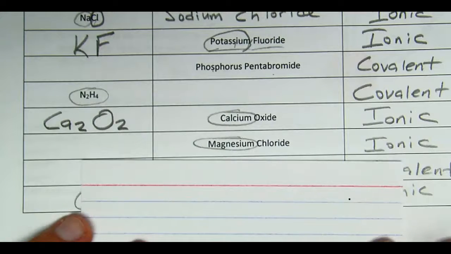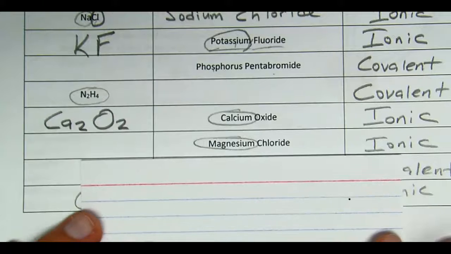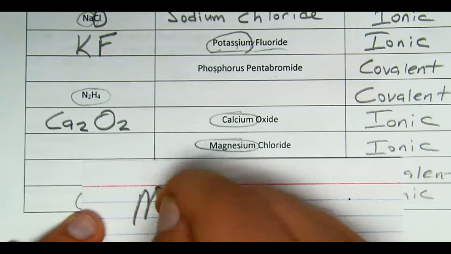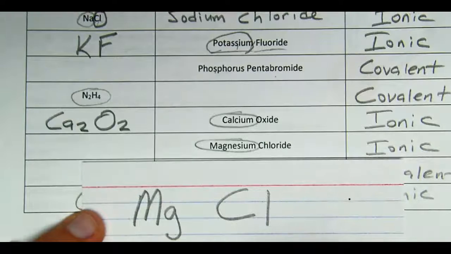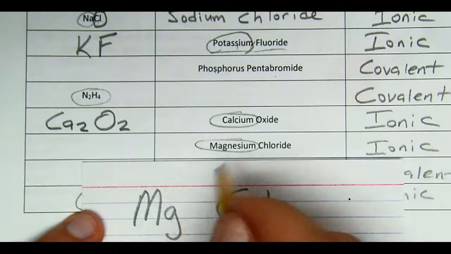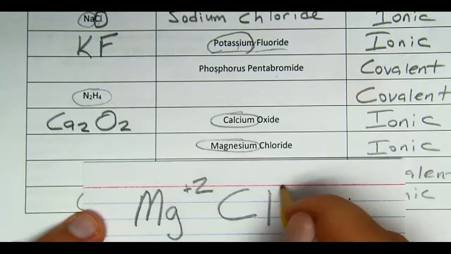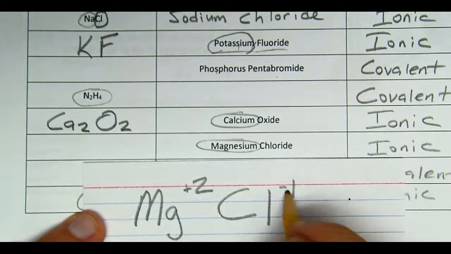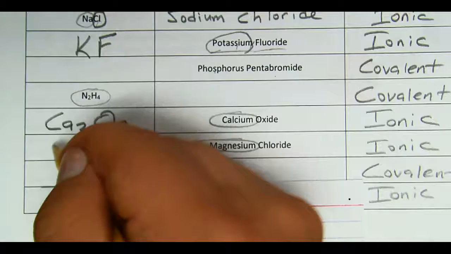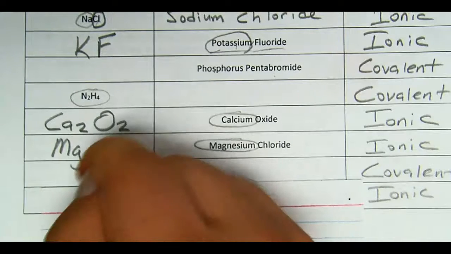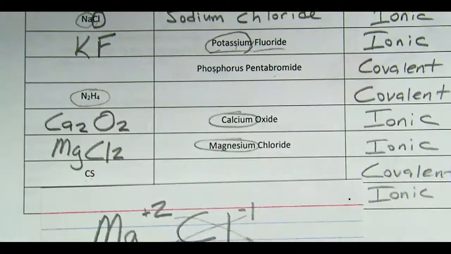All right, next one's ionic. Magnesium chloride, Mg and Cl. What's magnesium's charge? +2. Chlorine? Let's crisscross. So I have 1 Mg, 2 Cls. So I'm going to have Mg1Cl2.